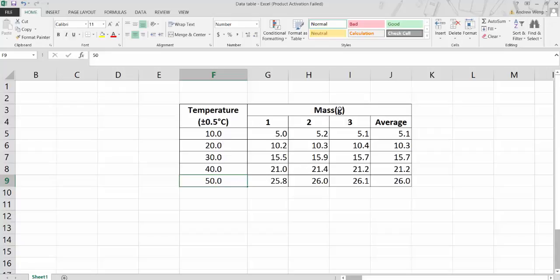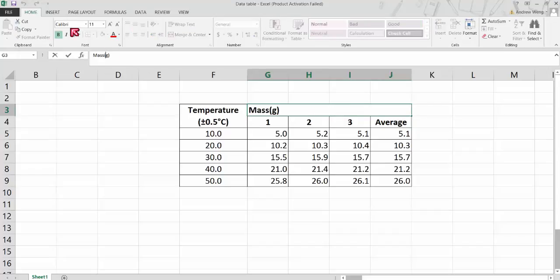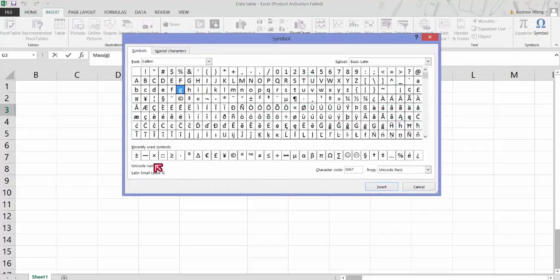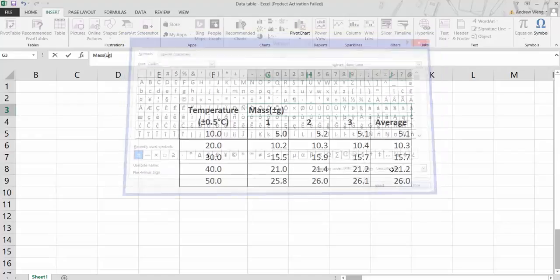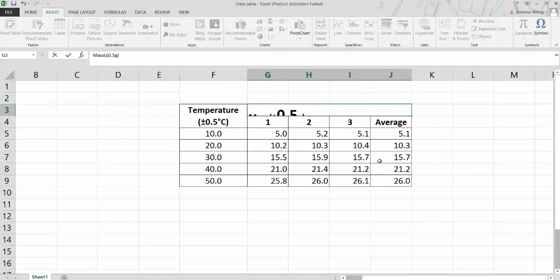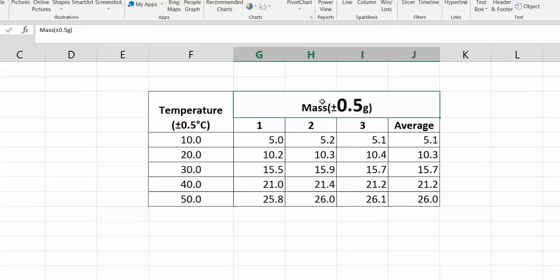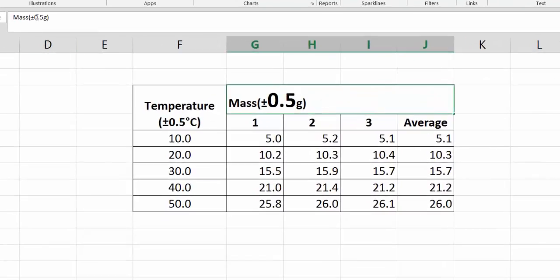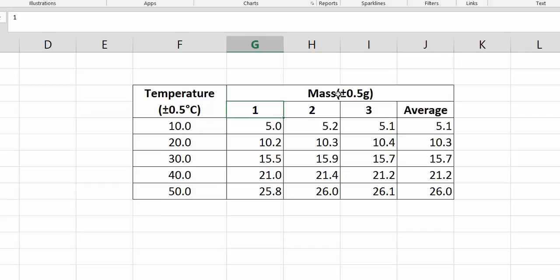Okay, same thing for the mass. Just for argument's sake, let's go and make this plus or minus 0.5. So we'll just insert a plus or minus and make it 0.5. Now that's on something quite strange there, so I'll just get that looking normal. Alright, so the plus or minus 0.5, that doesn't look very good there.